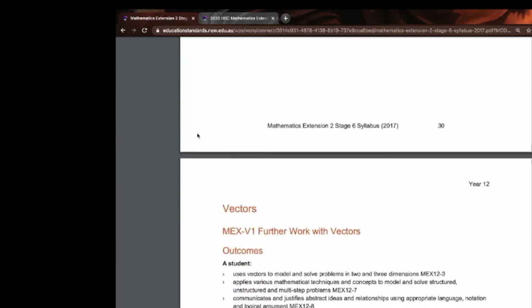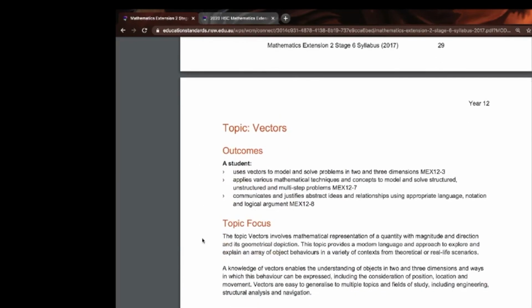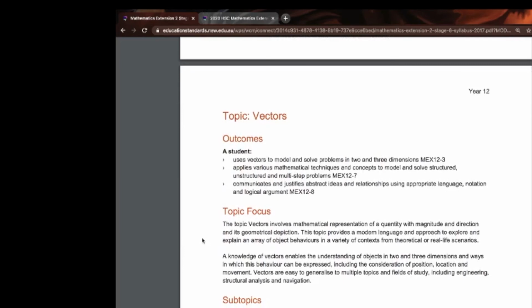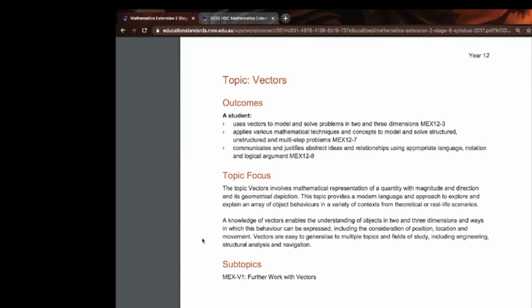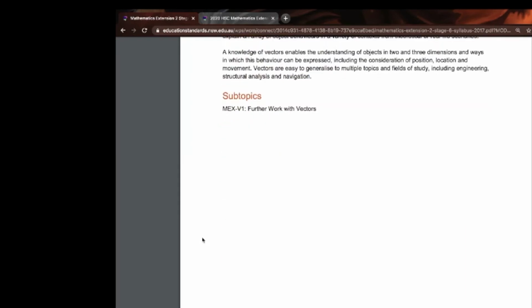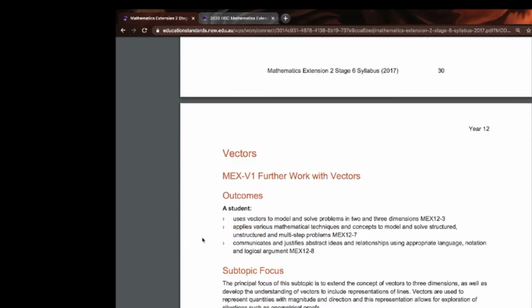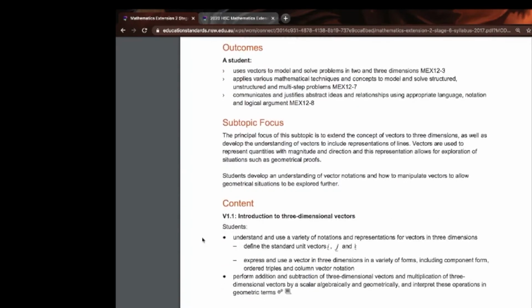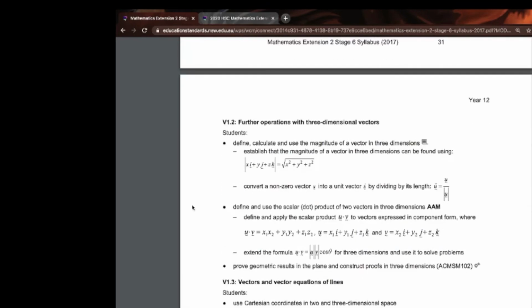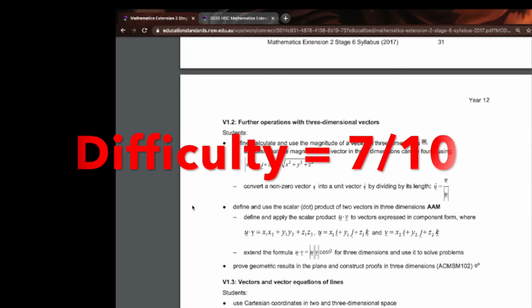The next topic we'll go to is the vectors topic. So vectors you will study in 2 dimensions in Extension 1. However, in Extension 2 we will extend that to the 3rd dimension. Although I don't think vectors in 3 dimensions makes it too much harder once you wrap your head around this idea, which is a bit foreign compared to your study of the Cartesian plane in younger years. The vectors topic, I would rate it as a 7 out of 10.